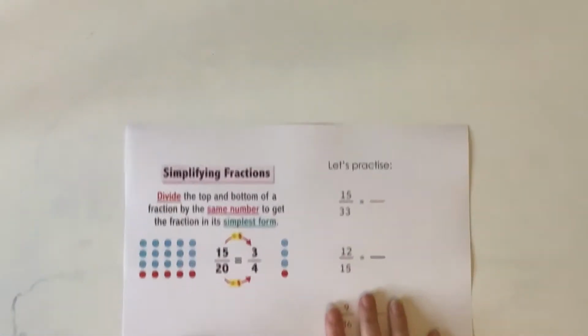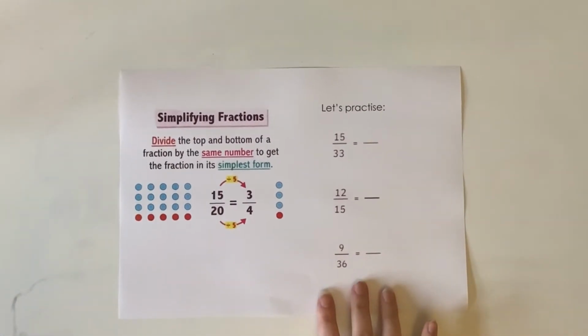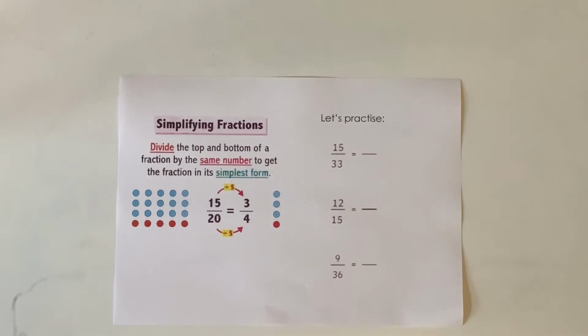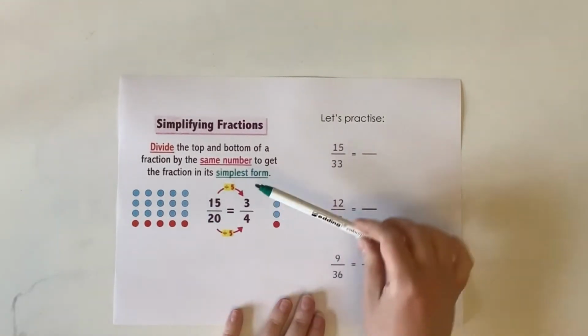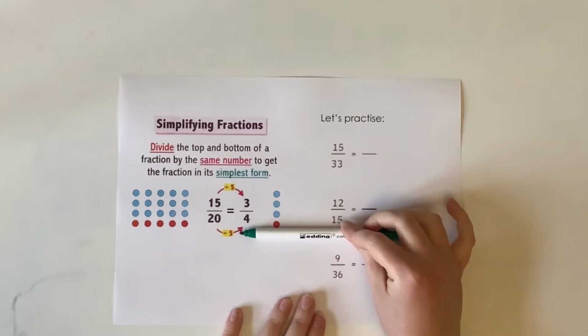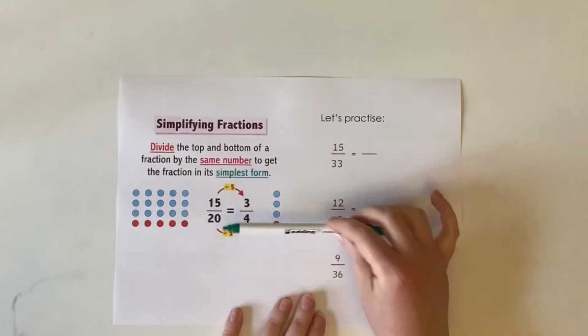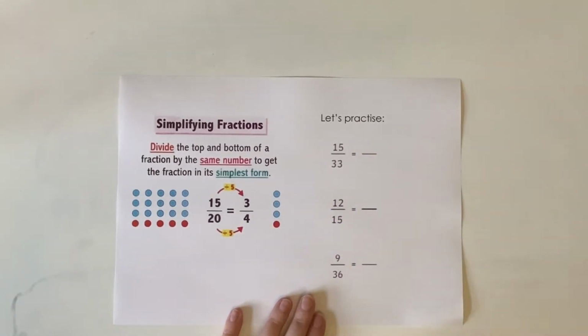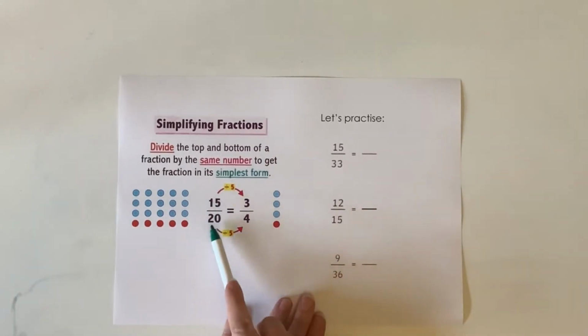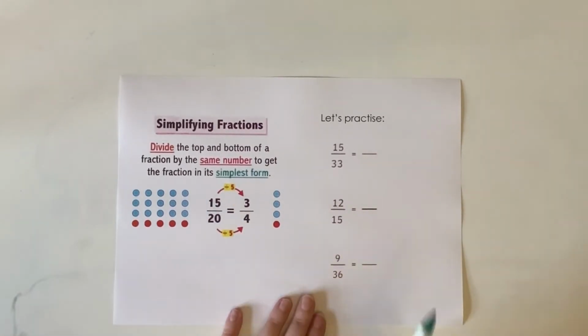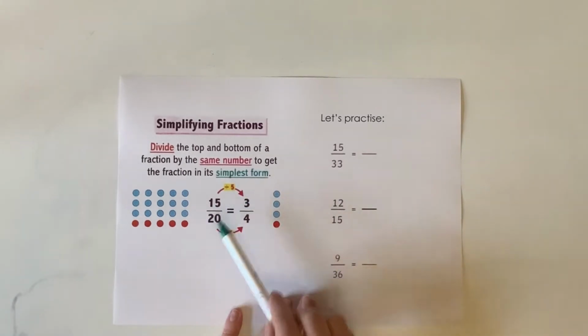Let's start off by looking at simplifying fractions. Okay, so it's really important with fractions that we simplify our answers as much as we can when we can. So simplifying fractions is when we can divide the top and the bottom of the fraction, so the numerator and the denominator, by the same number to make it into its simplest form. So in this example one here, we've got 15/20. Both of those can be divided by 5.